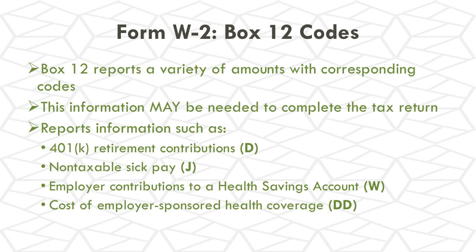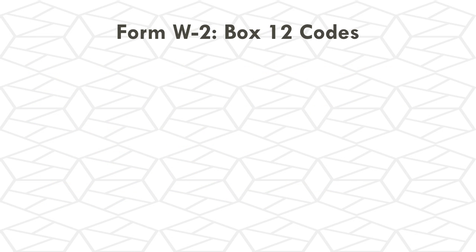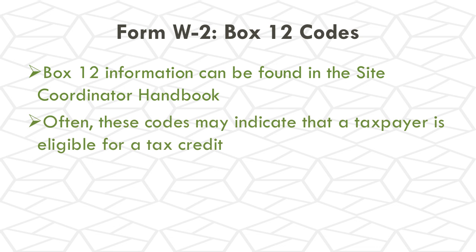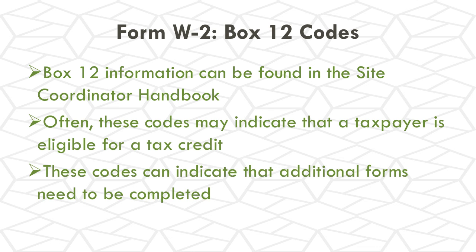So these are some common ones that you'll see and that you should be able to recognize, and some of these may require some additional action on your part when filing the return. Box 12 information can be found in your Site Coordinator Handbook. Okay? You should have a Site Coordinator Handbook. You can look up those codes and a description of them. You always need to look up unfamiliar Box 12 codes. These codes may indicate that a taxpayer is eligible for a tax credit, or they may require that additional forms be completed. So this is extremely important: you do not ignore Box 12 codes.